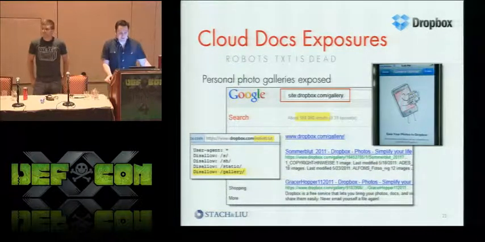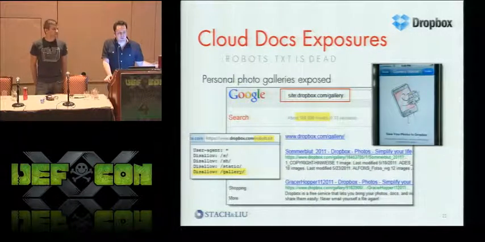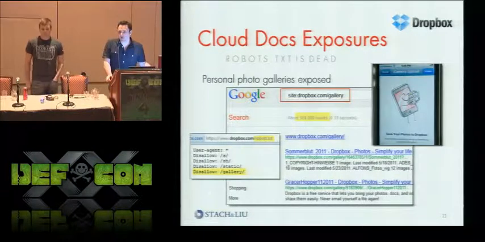But one other interesting thing that we found, and this is kind of important, is that robots.txt is dead. Google is not abiding by robots.txt anymore. How many people here use Dropbox in any way? Decent amount of people. How many people have clicked the setting when prompted for the newer option to share all my photos via Dropbox that I take with my phone?